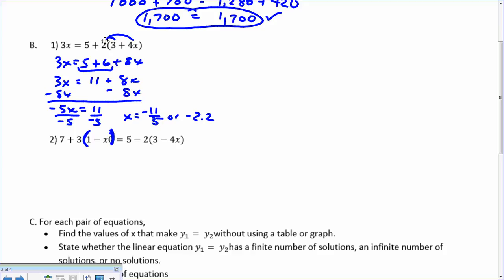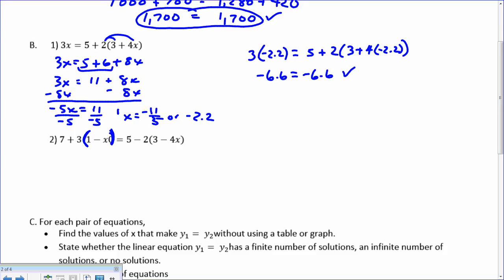And when I take that and plug it into the original equation, 3 times negative 2.2 becomes negative 6.6. And you can literally just plug this whole thing into your calculator on the right side, and you get negative 6.6, which means that checks. Which means this answer right here is correct.